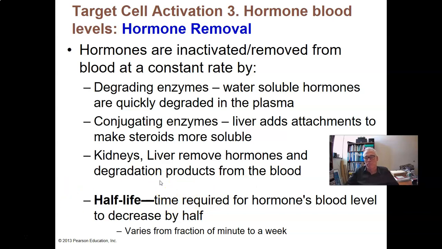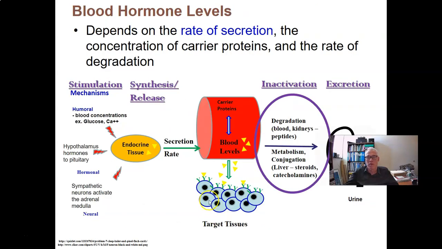Here's an important definition. The half-life of a hormone is the time it takes for the concentration of hormone to drop to half of its original value. If we stop releasing the hormone and we measure its concentration in the blood, the half-life is the time it takes for the hormone to drop to half of its original value. With peptide or amino acid hormones, the half-life might just be in minutes, whereas with steroid hormones, it might be weeks before the hormone drops down to half of its original concentration.